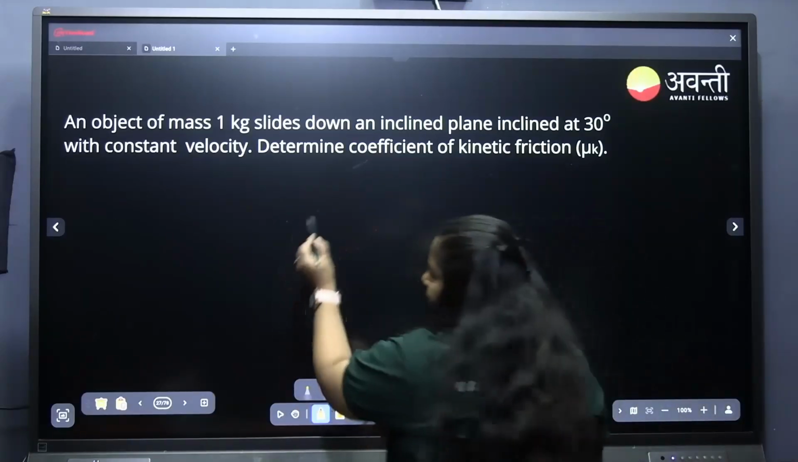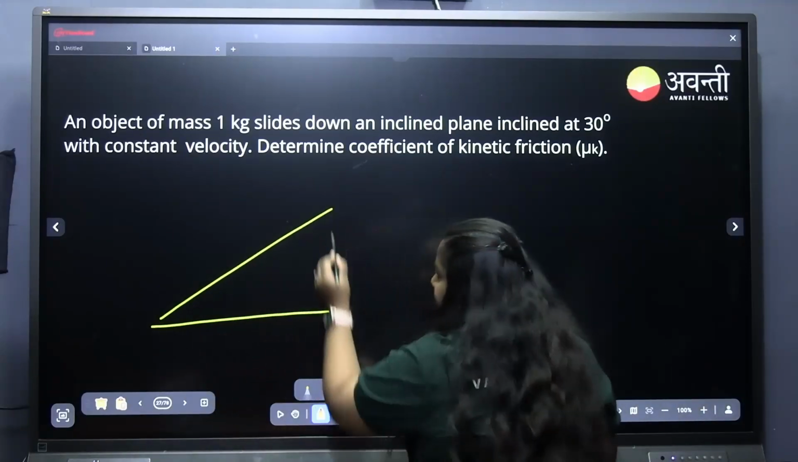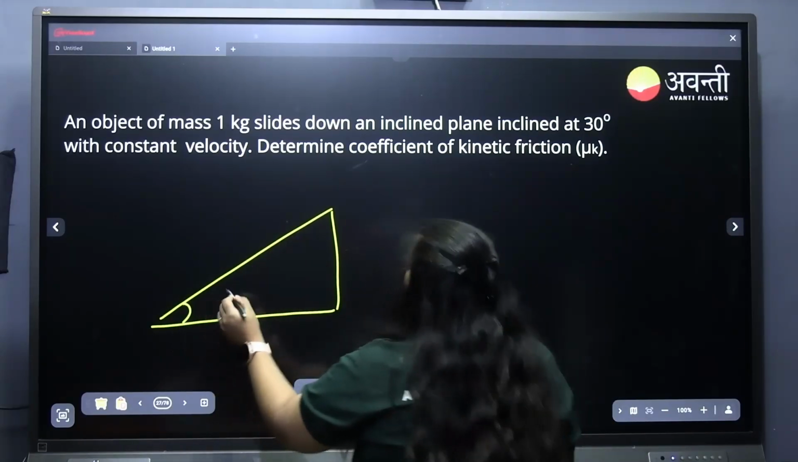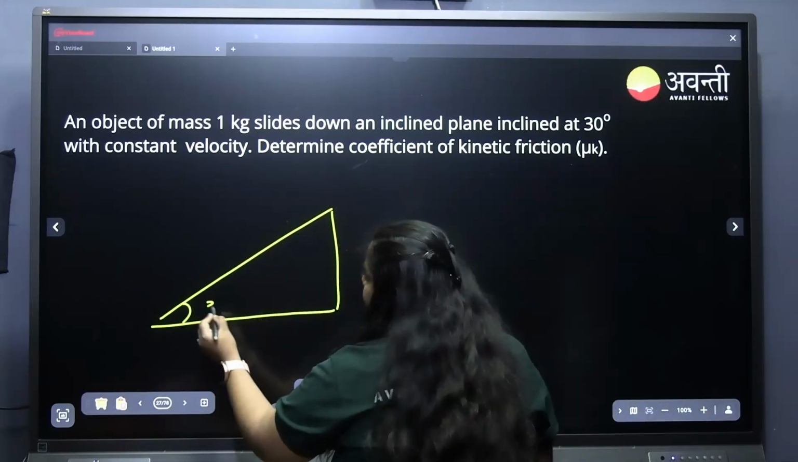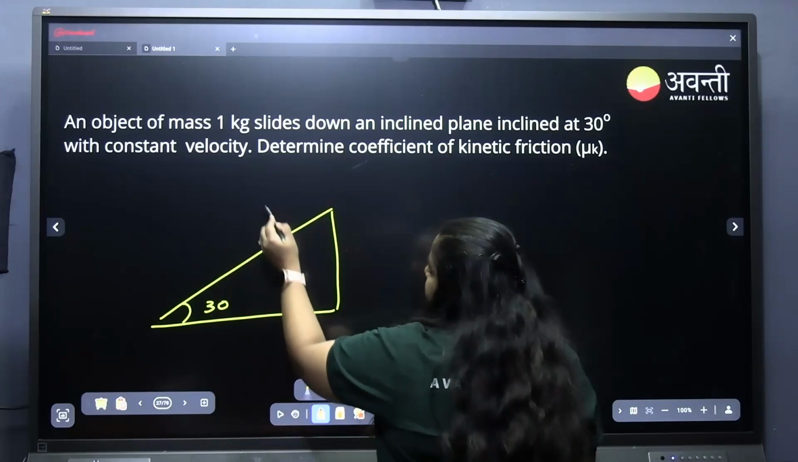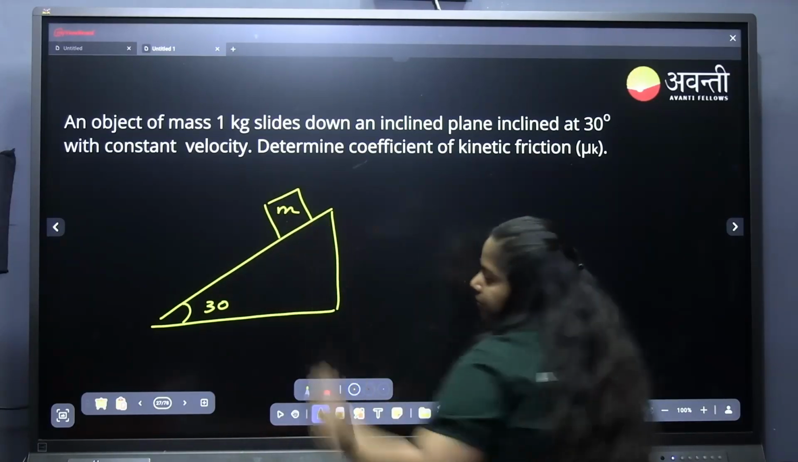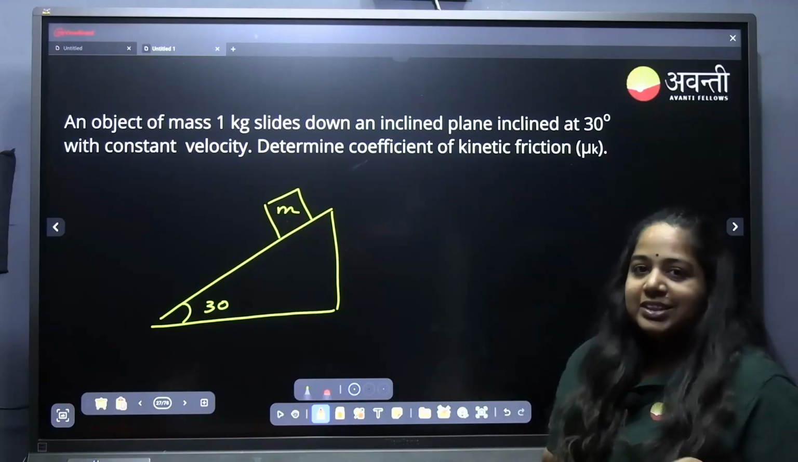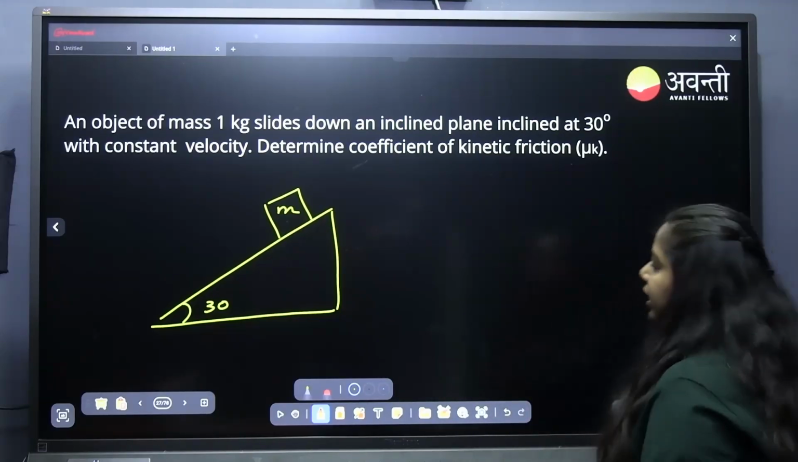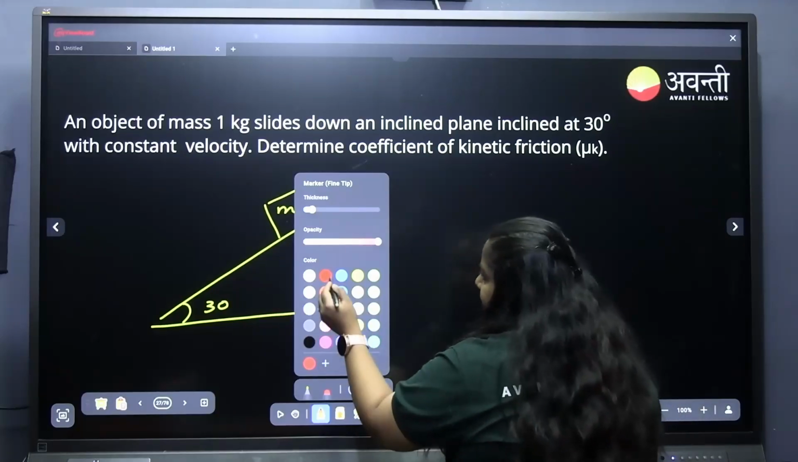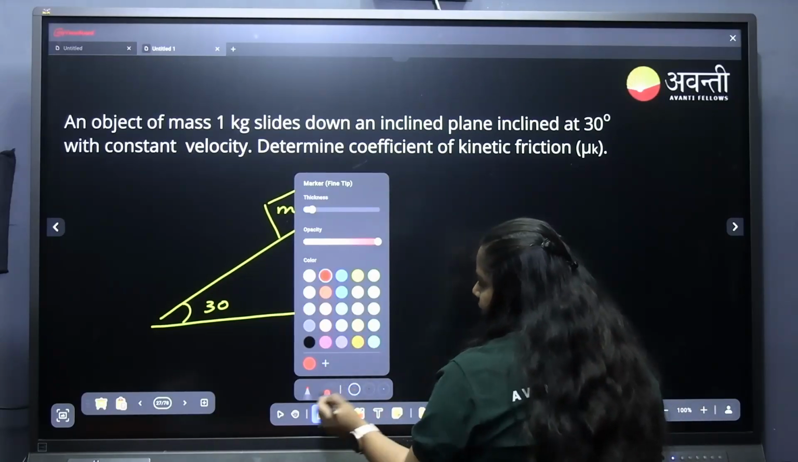Okay, so there is an inclined plane. Inclined plane means like a wedge. This angle is given as 30 degrees. An object is there and the object is sliding down. That's what they said, right? So first we have to draw all the external forces acting on it. Let's try.